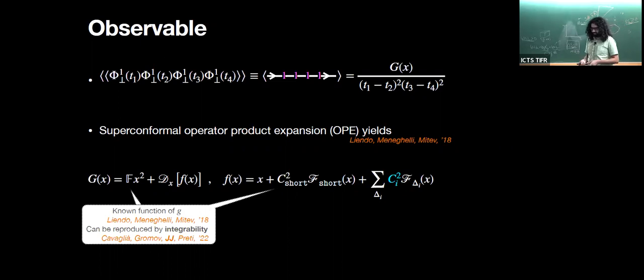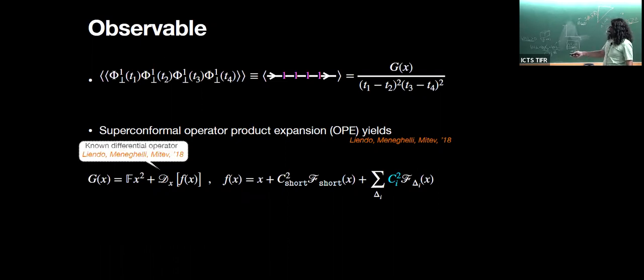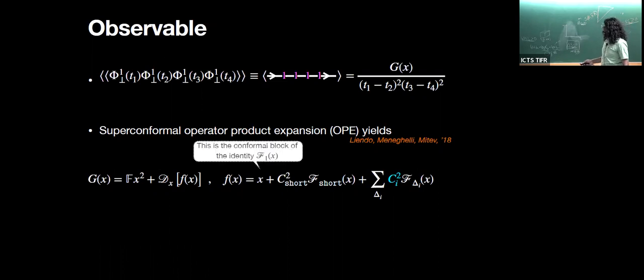It's actually related to the expectation value of just the circular half-BPS line, which was computed by localization, but we also showed recently that you can calculate F purely using integrability results. D is a known differential operator, again found by these authors, and it acts on this function F. And F, you can actually write as a superconformal operator product expansion. It has 3 different types of terms. The first term is just X, which can be thought of as the conformal block of the identity.